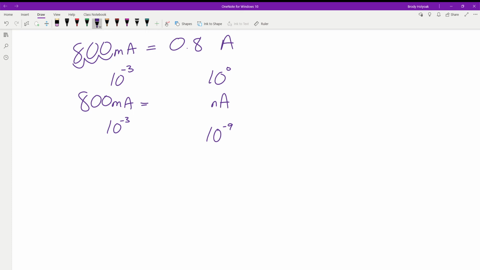So in this case, I'm going from a negative 3 to a negative 9. So am I getting bigger or am I getting smaller? Smaller, because it's negative. Yes. So because this number is getting smaller, this number has to get bigger. So we're going to move over how many decimal places? 6.